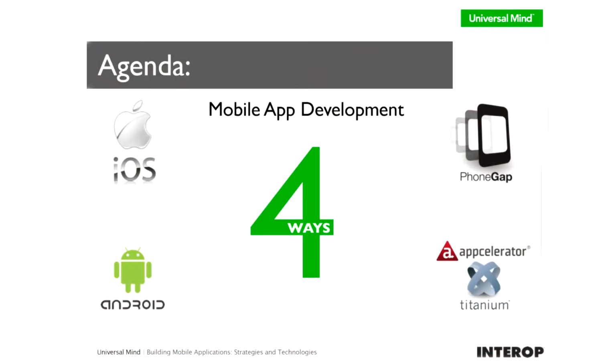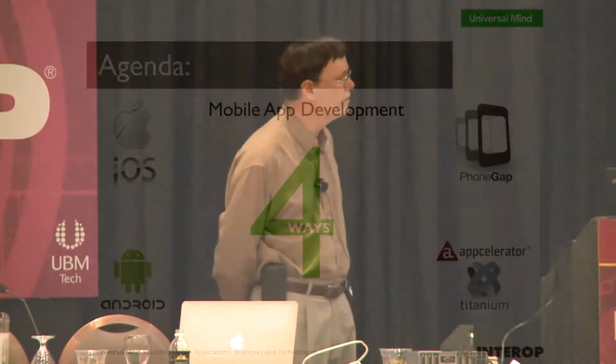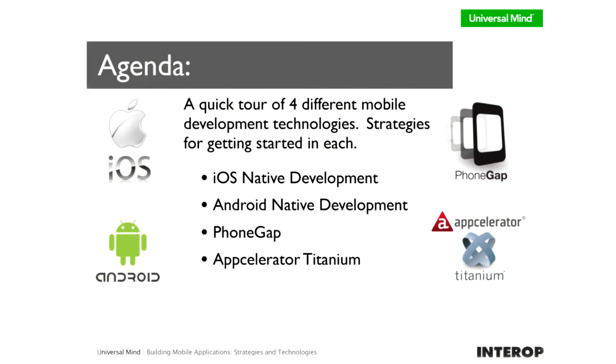So our topic this morning, mobile application development, 4 ways in 40 minutes. That's a lot of material to cover in a relatively short time. What we're going to be covering today is a quick tour of 4 different ways in which to build mobile applications. I've selected the 2 most popular mobile platforms, iOS and Android. Some of these technologies apply to other platforms as well. I'm going to be highlighting native iOS and Android development, along with PhoneGap, which also applies to mobile web to some degree, and Appcelerator Titanium, which is another cross-platform development tool.